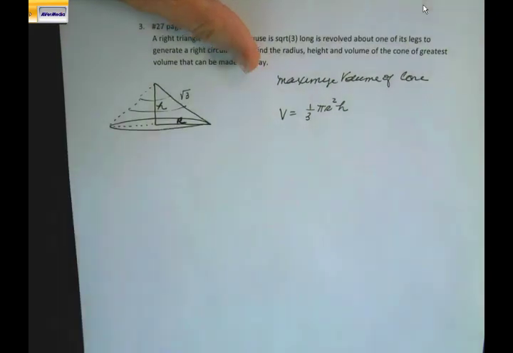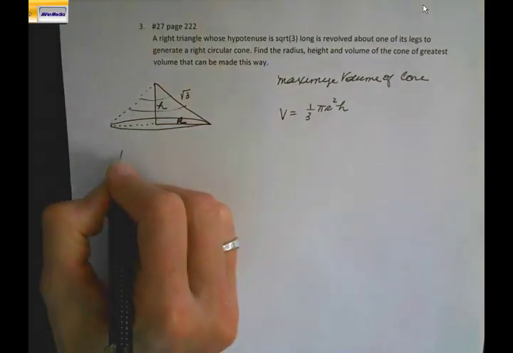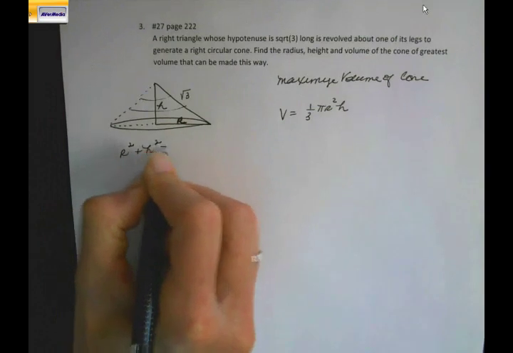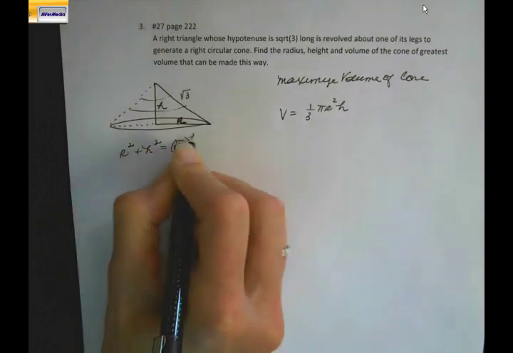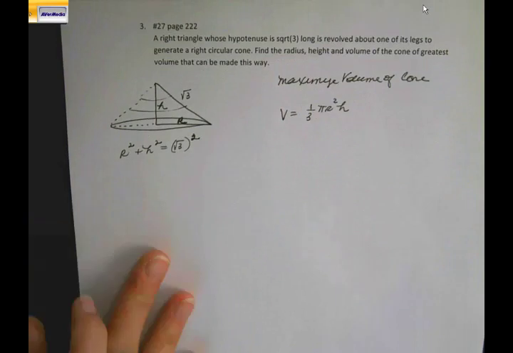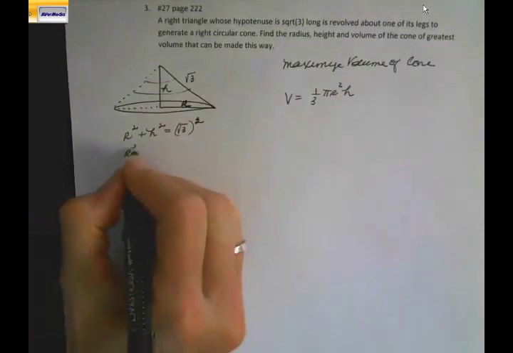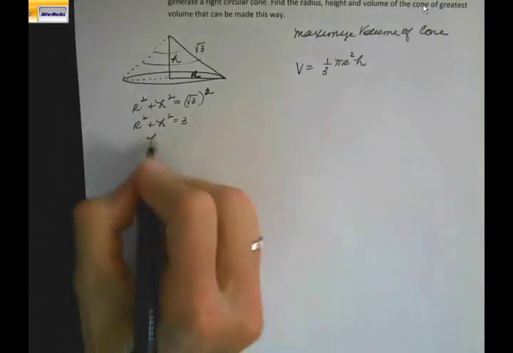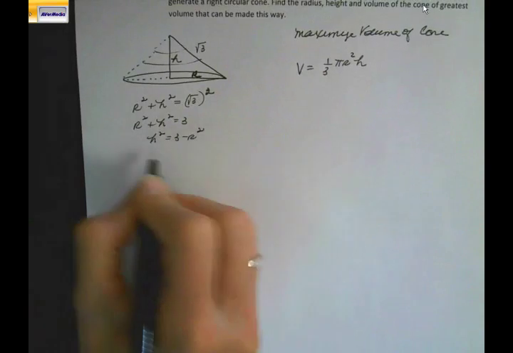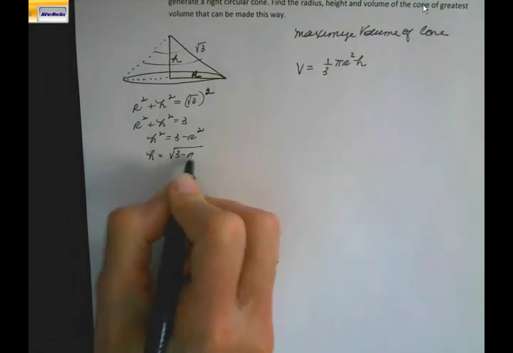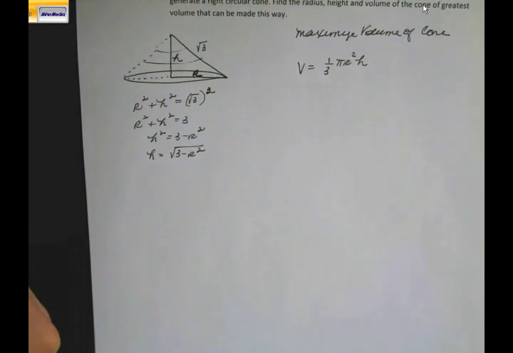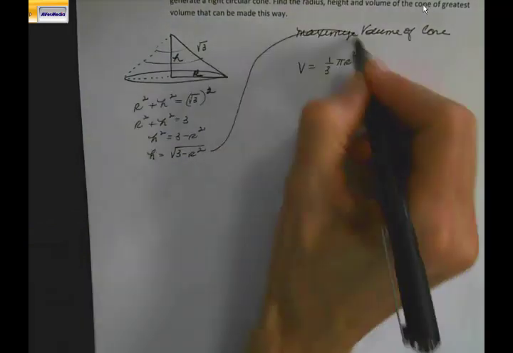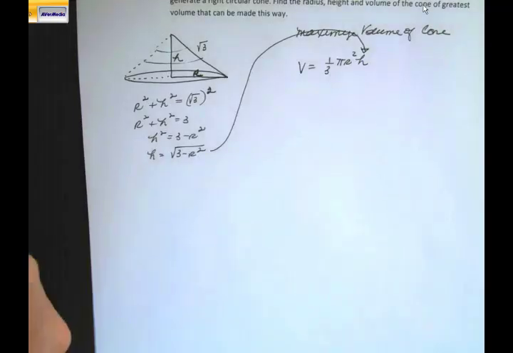Okay, and this was a right triangle. So therefore, we know that r squared plus h squared equals the square root of 3 squared, which is 3. Solve this thing for h. H squared is 3 minus r squared. H equals the square root of 3 minus r squared. So take this, knock the h out.